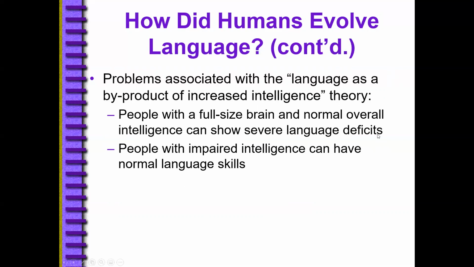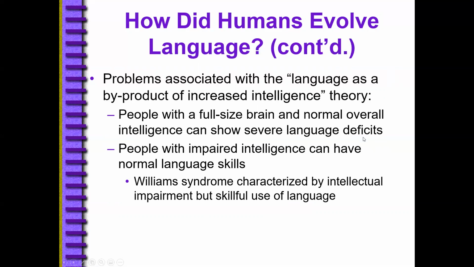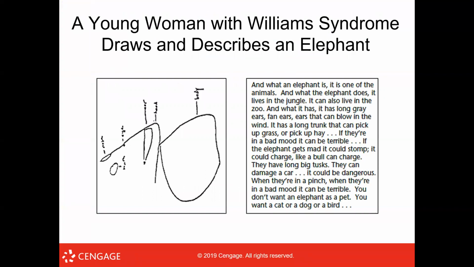One of the examples of a condition with impaired intelligence but normal language skills is Williams syndrome. This is a genetic syndrome where there's some intellectual impairment, but skillful use of language. And we have an example here. This person has Williams syndrome, and she was asked to draw an elephant, which we have the drawing of here, and then also write down a description of the elephant. So let's first start with the description.